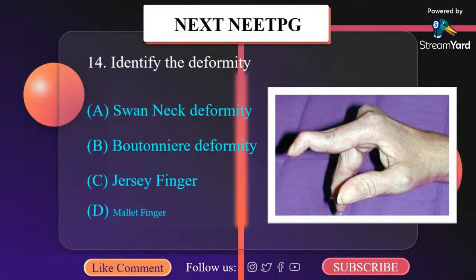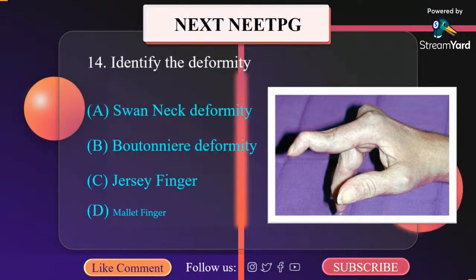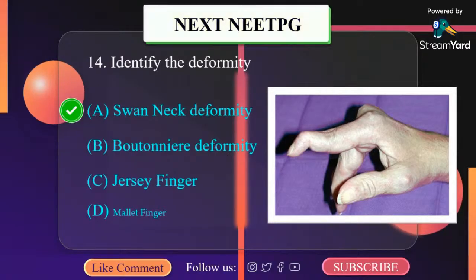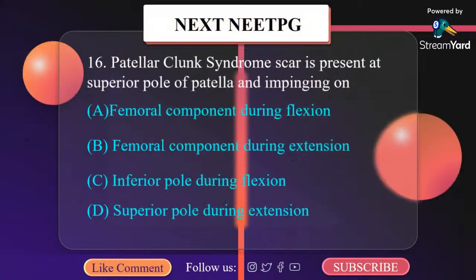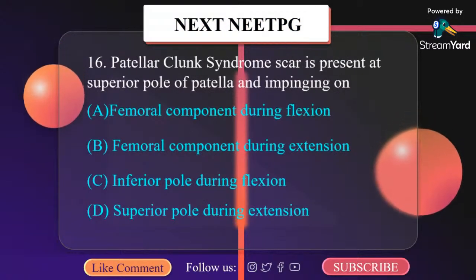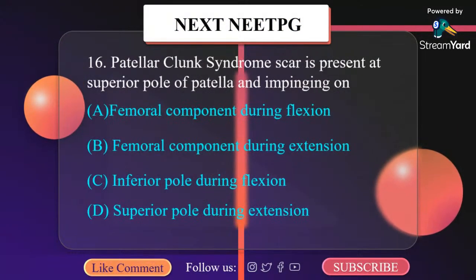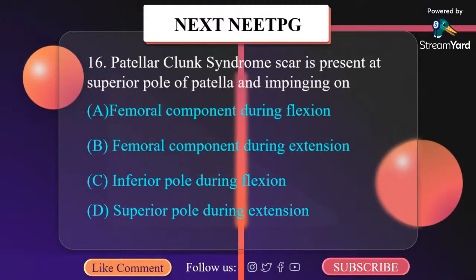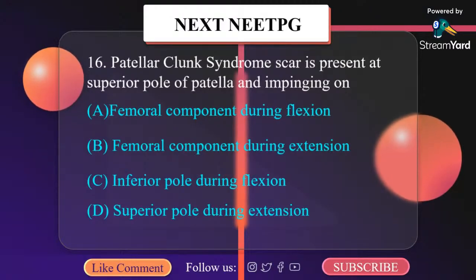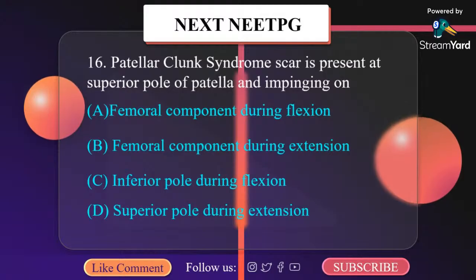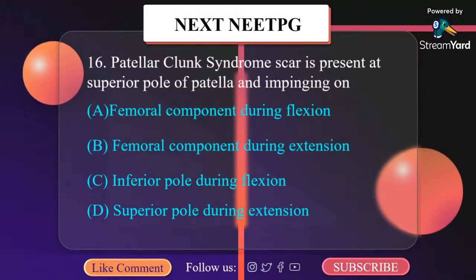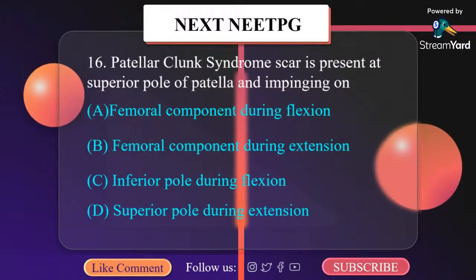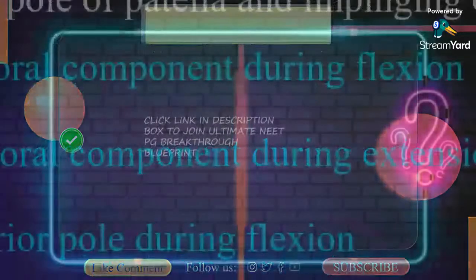Identify the deformity. It is swan neck deformity seen in rheumatoid arthritis. Glucosamine supplementation is given in arthritis. Patellar clunk syndrome is presented as the superior pole of the patella impinging on the femoral component during extension.